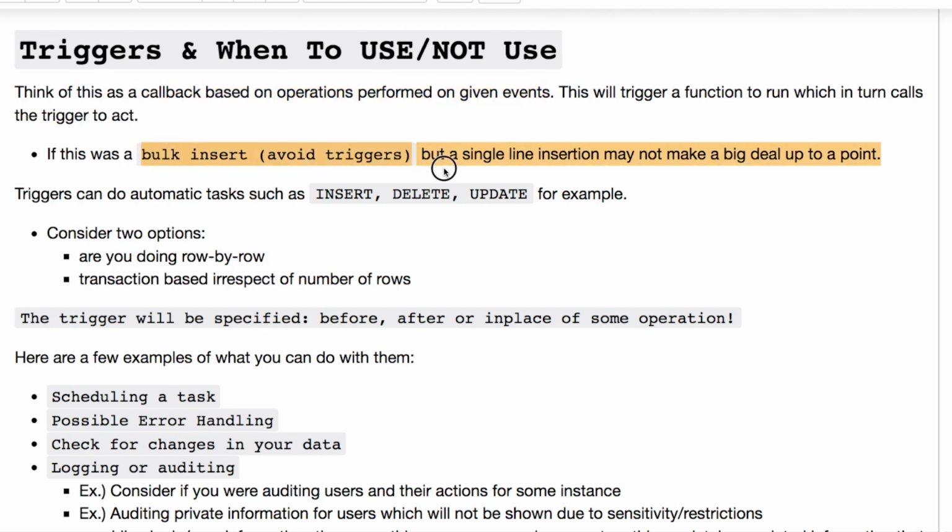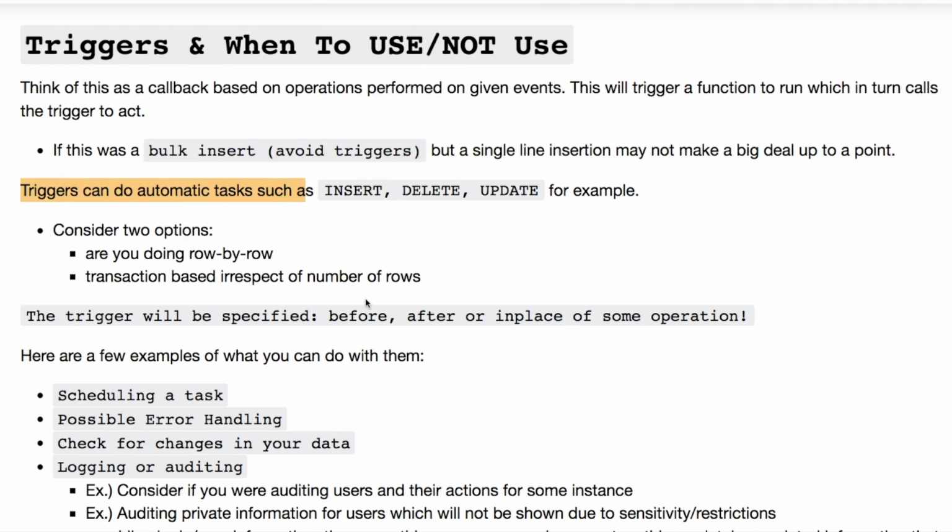If you're doing a bulk insert, try to avoid using these triggers because you're going to end up having overhead. It's going to slow you down. If you have a bunch of insertions through single lines, that's fine. You could even do that from what I've read into the hundreds of thousands of single line inserts, and it doesn't cause a problem. Your trigger is doing automatic tasks for you, such as if you're doing an insert, a deletion, or an update. And there's two options that you should consider.